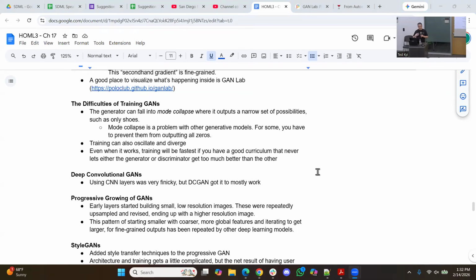A natural thing you might do if you want to generate images is say, I'm going to use convolutional layers in my GAN. It turns out that GANs are so finicky that it took people a while to figure out how to get it to work. You had to really tweak normalizations and activation functions and a whole bunch of stuff. But eventually people did get it to work.